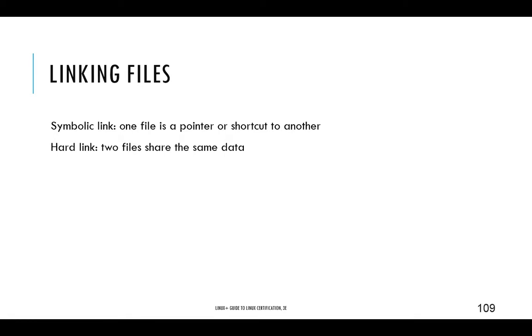Linking files, that can be a symbolic link, which is one file as a pointer or a shortcut to another, versus a hard link, two files that share the same data. And I'm thinking that the other set that was there just got put in the middle of these by accident. Just by the way it went from linking to something else back to linking. It just seems that way.